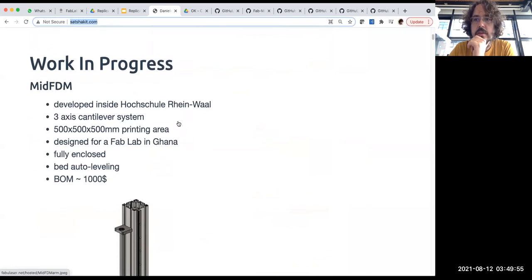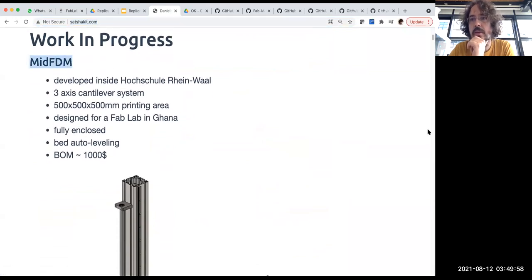The 3D printer is called MidFDM because I was building a big FDM before, so this was a sort of middle size. The aim was to build a machine that has a quarter cubic meter printing area, which would mean 500 by 500 by 500 millimeters. This was designed for a Fab Lab in Ghana. The bill of material was intended to be around 1,000 euros, sorry, we ended up a little bit more than that, I think around 1.5K. But with optimization of the design, this can be lowered further.